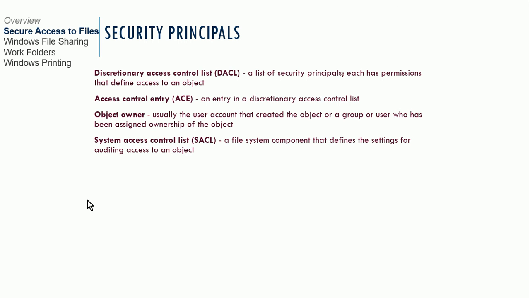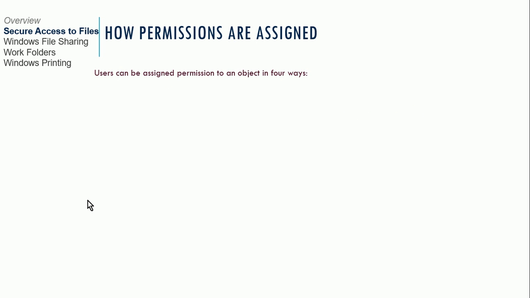The owner is either the person that created the file or someone who's been given ownership of that file. So you can be given ownership of a file, or by default, when you create a file, you are the owner of that file. You can also have your ownership rescinded from a file. The administrator could transfer that file's ownership to someone else and you no longer have ownership of that file. That could happen as well. And a system access control list is basically how we audit. So that's the mechanism that we use for auditing access to those files.